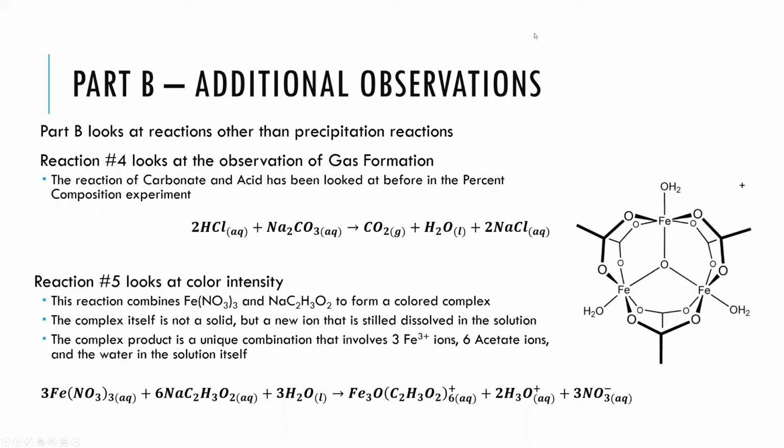The second part of the experiment looks at other types of reactions. And in these two reactions, reaction 4 and 5, there is no precipitation. You're not looking at precipitate formation, but you're looking at other observations that can indicate a chemical reaction has occurred. In reaction number 4, you're looking at the formation of gas, carbon dioxide. You're reacting your carbonate unknown with hydrochloric acid, and you're determining what is the limiting reactant. It's still a qualitative test.